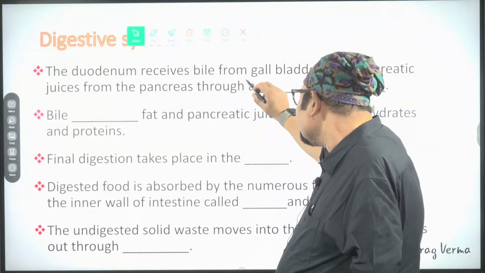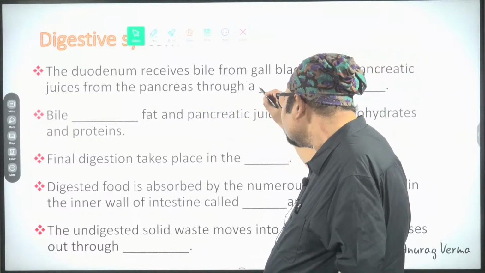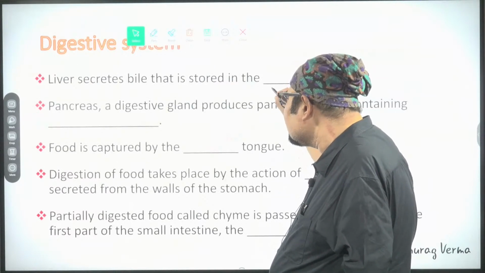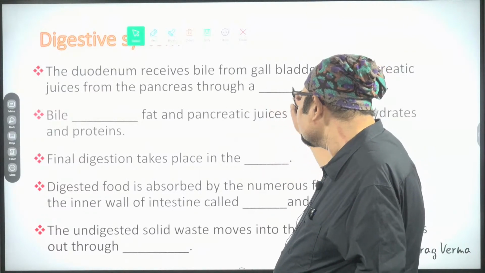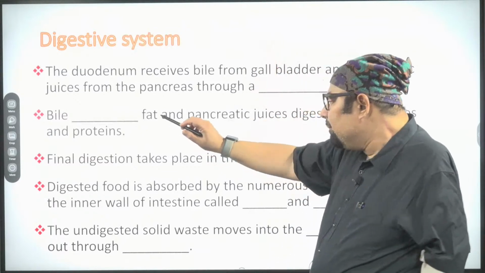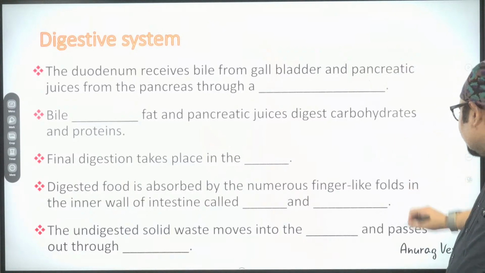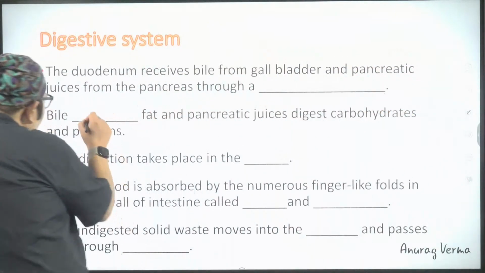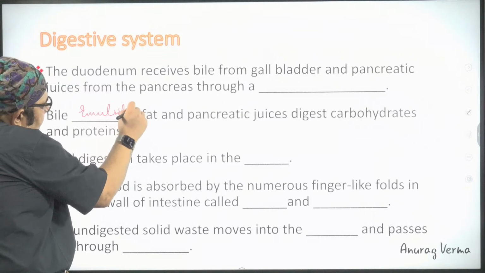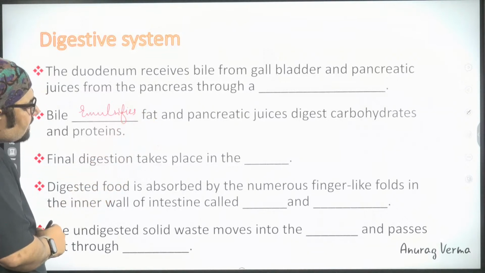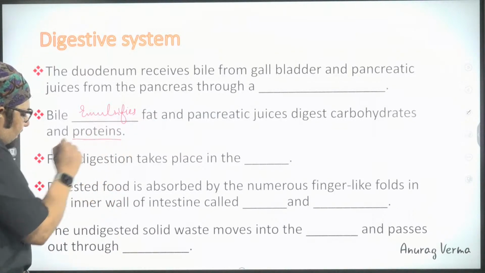The duodenum receives bile from gallbladder and pancreatic juice from the pancreas through a common duct known as hepatopancreatic duct. Now, what does the bile do with the fats? Come on, what does the bile do with the fats? Bile emulsifies fats, and pancreatic juice contains digestive enzymes that digest carbohydrates and proteins.